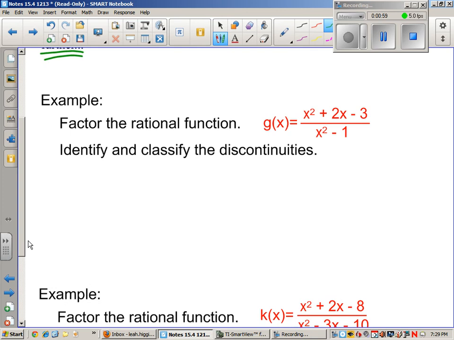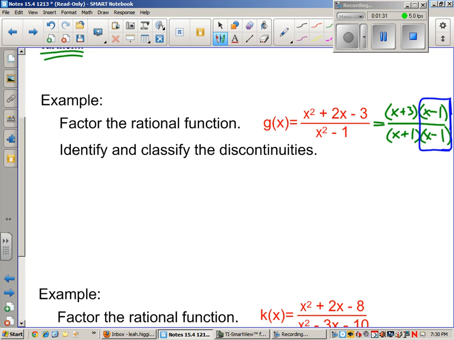All right, so let's look at our example here, okay? Factor this rational function, and then we want to identify and classify the discontinuities, right? So if I factor this, the top factors and the bottom factors. Boy, I didn't leave myself enough space here, did I? X and X. This has to be plus 3 and minus 1 here. X squared minus 1 is one you should recognize. This is where it's X plus 1 and X minus 1. Okay? And if you notice here, you've got two of the same factor going on right here, right?